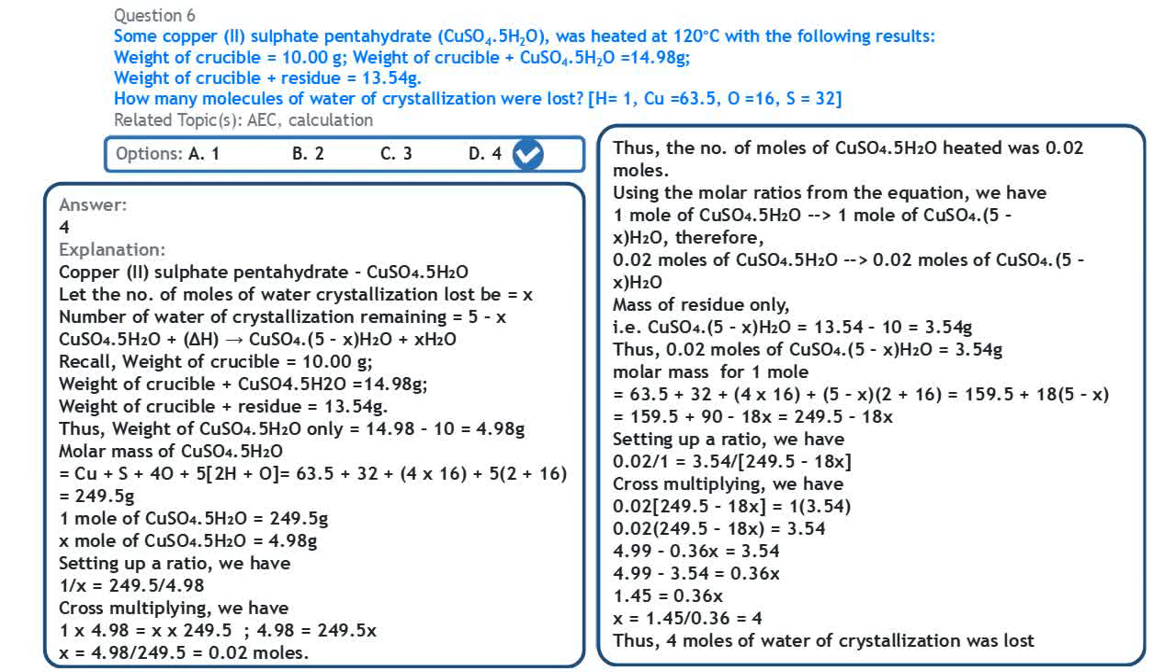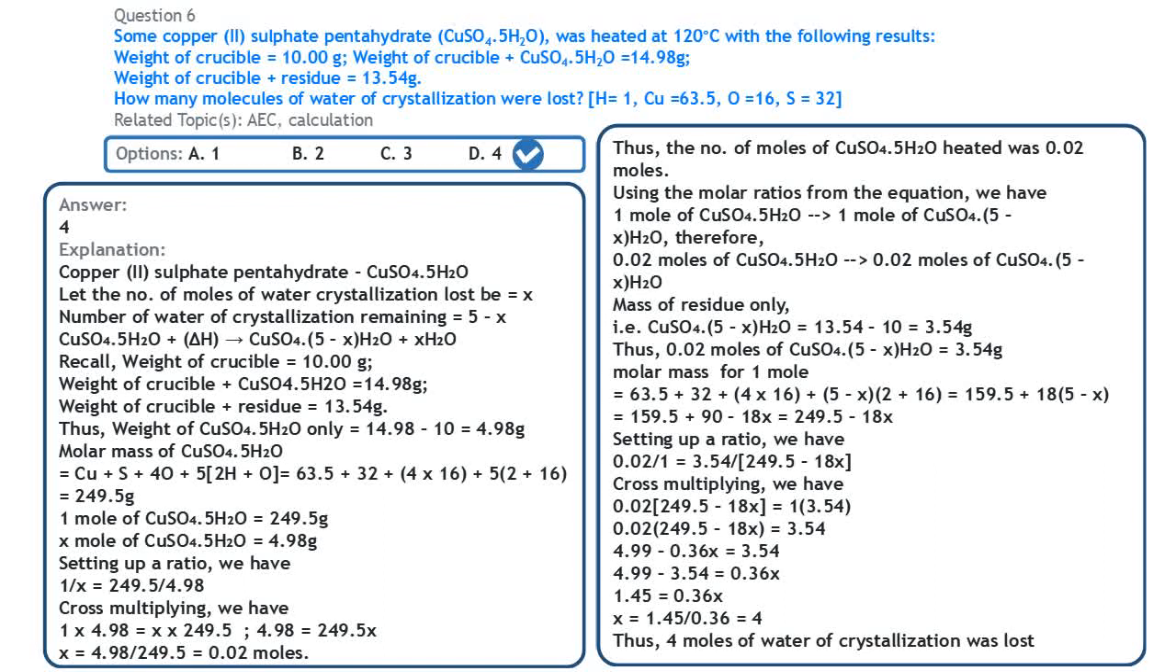If we cross multiply, you use the denominator here to multiply the numerator here, and the denominator here to multiply the numerator here. So you have 1 times 4.98 is equal to 249.5 times X, as we have it here. This will become 249.5X, while this is 1 times 4.98.